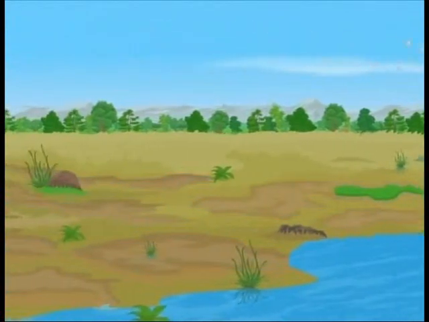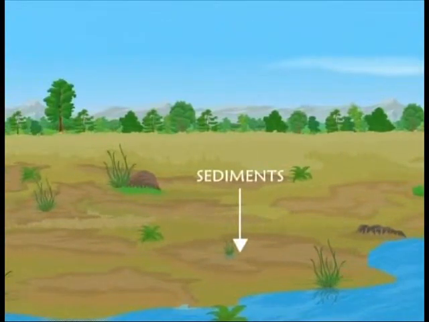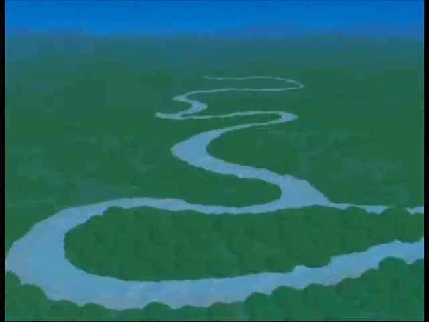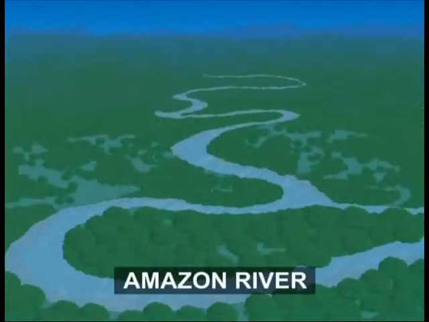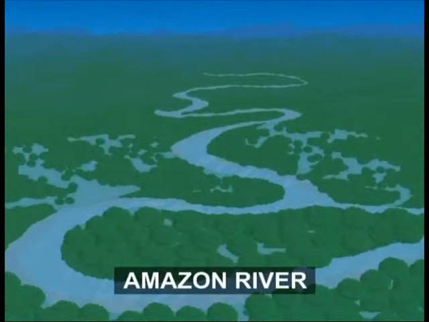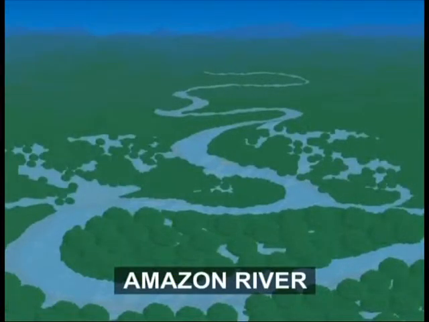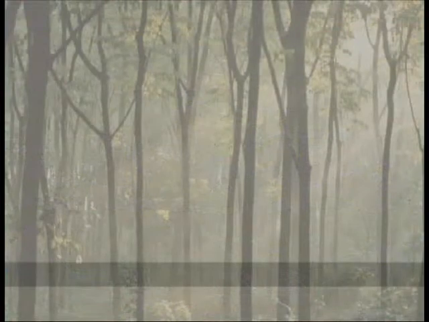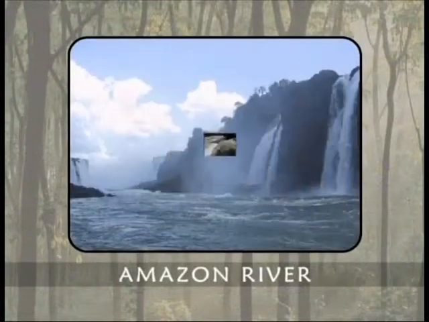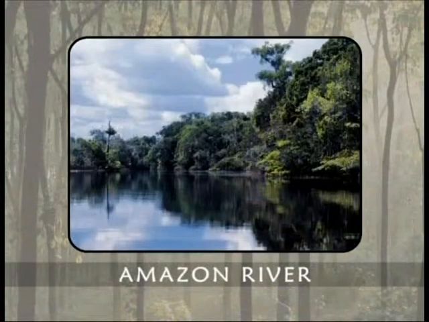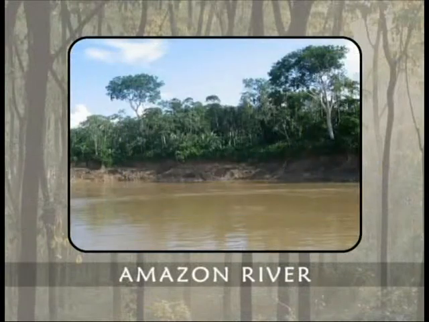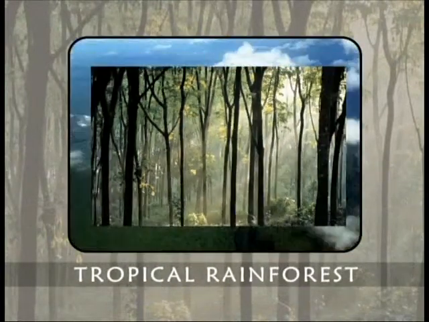If the river carries a lot of sediments, the wetland becomes rich in nutrients, which help the plants to grow. The most spectacular of all rivers is the Amazon River. This river floods every year. One fifth of all the river water flows down from this one river and winds its way for thousands of miles through the world's largest tropical rainforest.